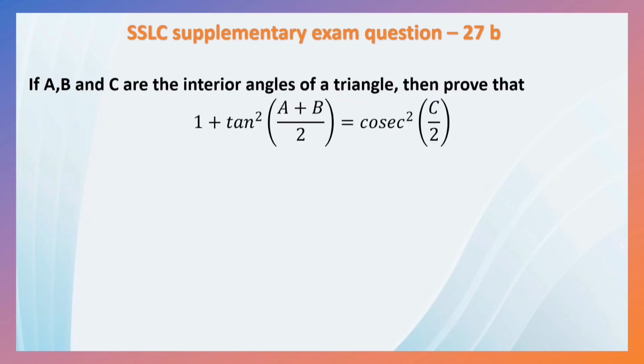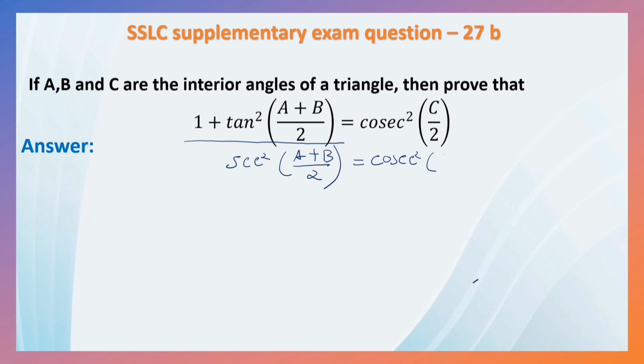If A, B and C are the interior angles of a triangle, then prove that 1 plus tan square A plus B by 2 is equal to cosecant square C by 2. Observe LHS. This is 1 plus tan square A plus B by 2. Now we can write it as secant square A plus B by 2. Why? 1 plus tan square theta is equal to secant square theta. Let the RHS be like it only.